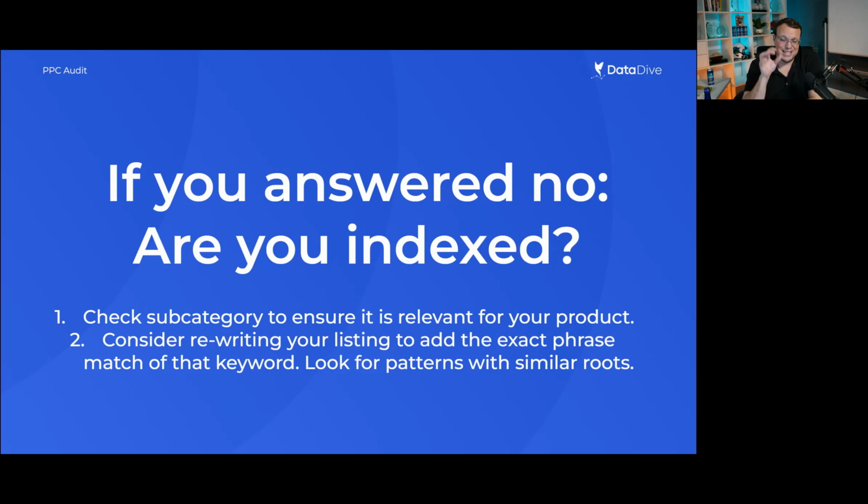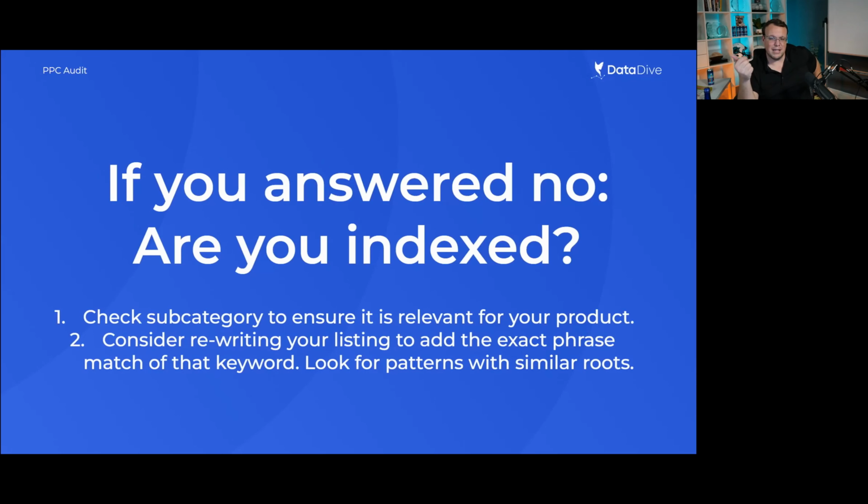The second is you need to consider rewriting some of your listing to add the exact phrase match of the keyword. So you get the most ranking juice credit for an exact match. So you've got to look for patterns in similar roots. Let's say I've got 5, 6, 7 keywords that are all struggling and they all contain the 3 to 5, because it's a toy for 3 to 5-year-olds. Well, it's this type of toy for ages 3 to 5. It's that type of toy for kids ages 3 to 5. It's for 3 to 5-year-olds, this type of toy. All these keywords have 3 to 5, right?